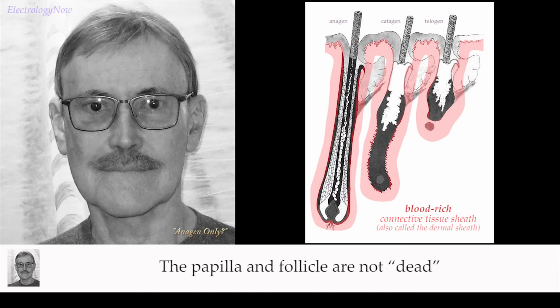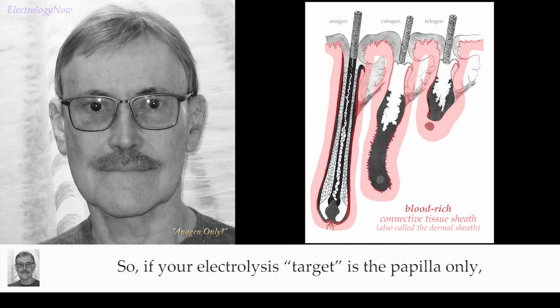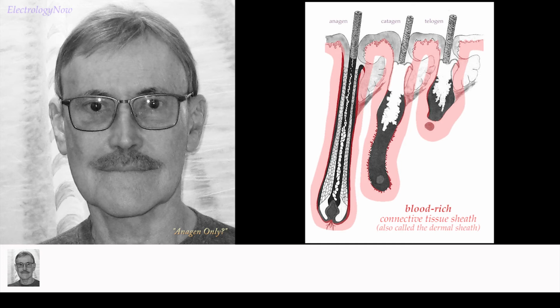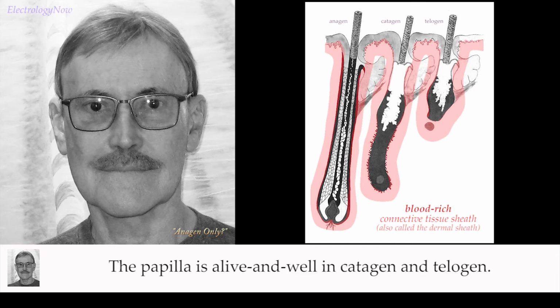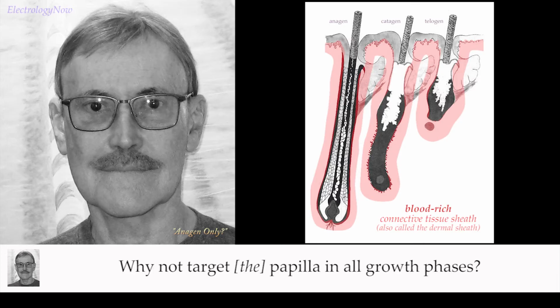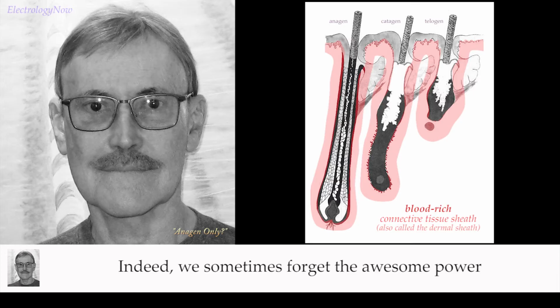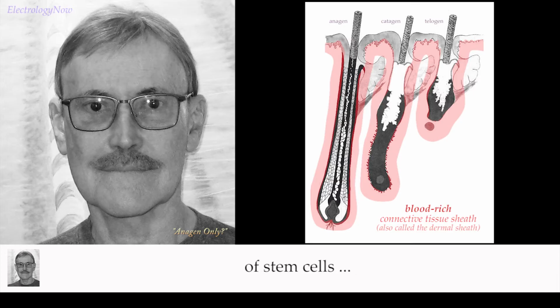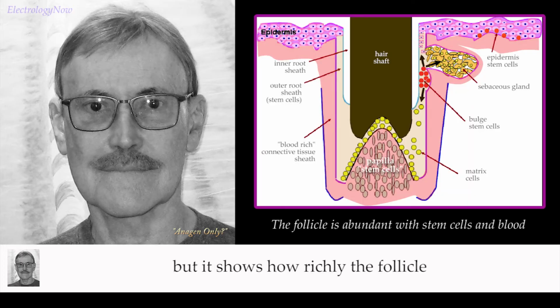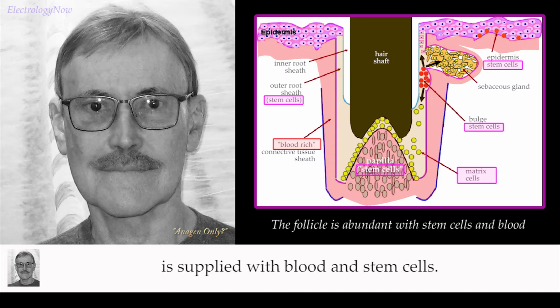The papilla and follicle are not dead in catagen, in telogen, or in exogen. So if your electrolysis target is the papilla only, why does the hair have to be in anagen? The papilla is alive and well in catagen and telogen. Why not target the papilla in all growth phases? Indeed, we sometimes forget the awesome power of stem cells. Ostensibly, stem cells play the central role in all growth phases of hairs and follicles. This is a crummy illustration, but it shows how richly the follicle is supplied with blood and stem cells.